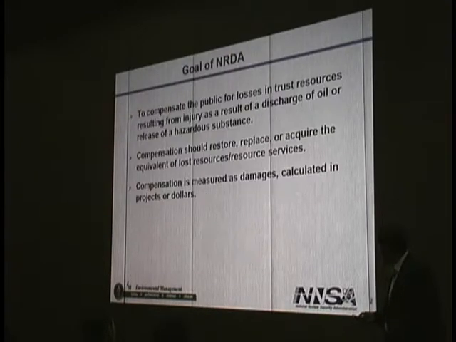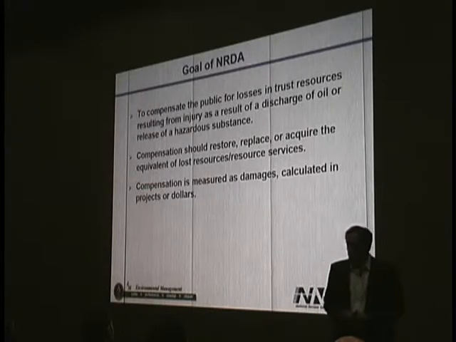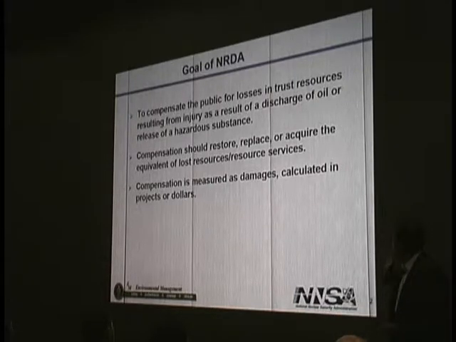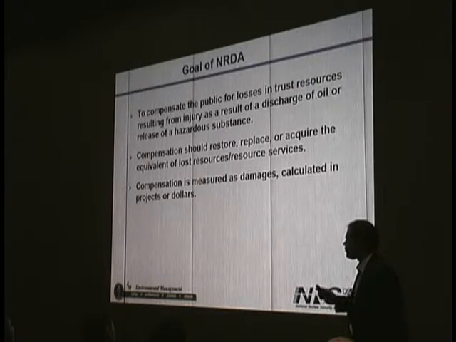So, without further ado, I want to talk a little bit about NRDA and what is the goal. The goal of NRDA is to compensate the public for losses in trust resources resulting from an injury as a result of a discharge of oil or release of a hazardous substance. So what does this really mean? It is to restore, replace, or acquire a lost resource or the services that resource provides. And compensation is measured in terms of restoration projects, or in some cases, money to implement restoration projects. So I will get into a little later what restoration versus remediation means.